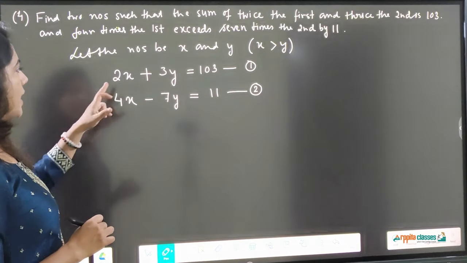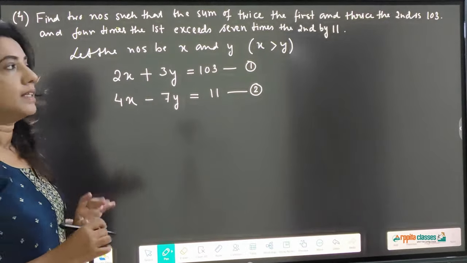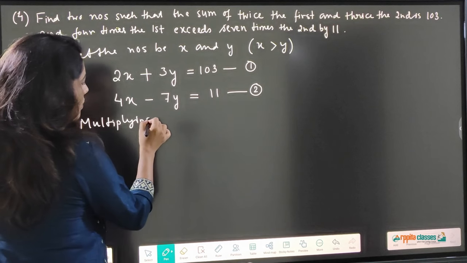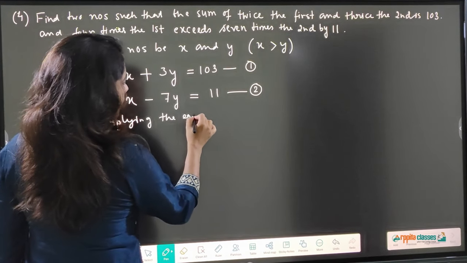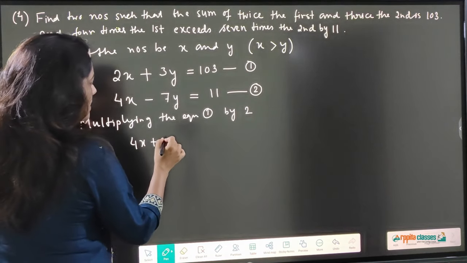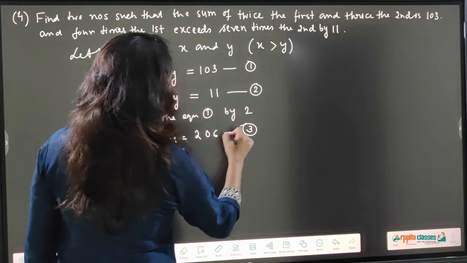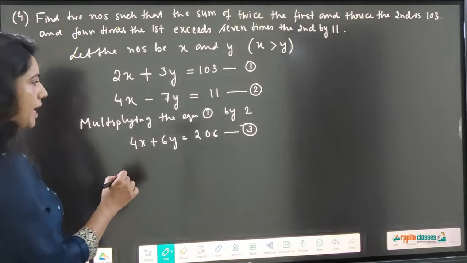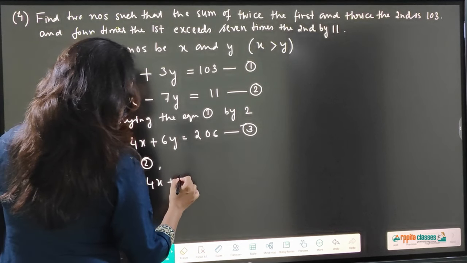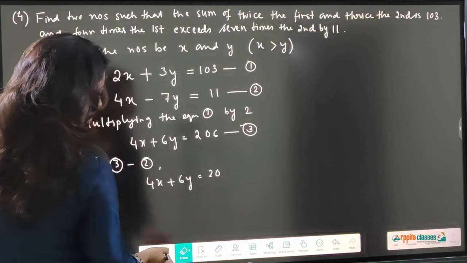So what I can do is multiply the first equation by 2 so that this will become 4x, and 4x we can cancel. So multiplying the first equation by 2, this becomes 4x plus 6y is equal to 206. This is my equation number 3. Now since the signs are the same, we have to subtract. So I'll do 3 minus 2. I'll write 3 first, 4x plus 6y is equal to 206.